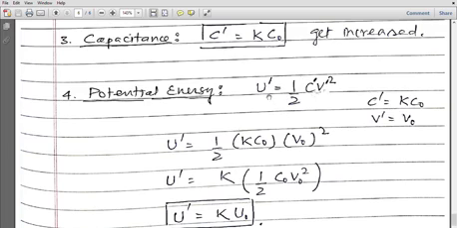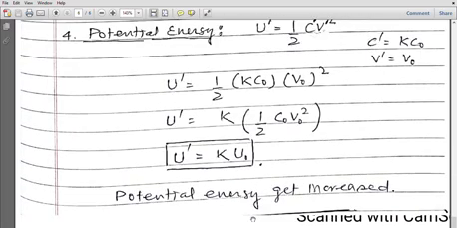Now, the formula for potential energy is 1 upon 2 CV square. You can apply any formula. Now, potential is the same, so there is no effect from potential. What is the effect of capacitance? Capacitance has become K times, so it is K times C0 and V0 square. You can take K common, so it is 1 upon 2 C0 V0 square. This is the initial potential energy, so the new potential energy is K times U0, so potential energy has been increased. This is the effect, potential energy gets increased.